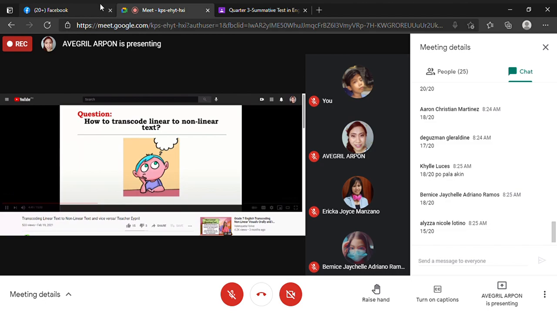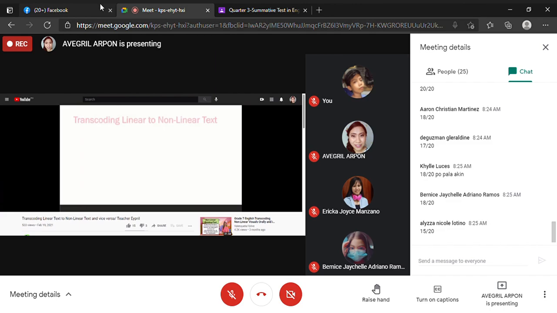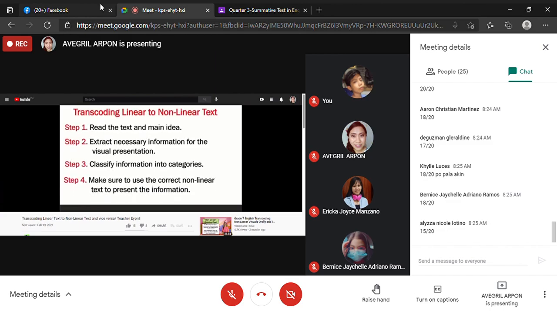How to transcode linear to non-linear text. There are certain steps to follow in transcoding linear to non-linear text. Step 1. Read the text and main idea. Step 2. Extract necessary information for the visual presentation. Step 3. Classify information into categories. And step 4. Make sure to use the correct nonlinear text to present the information.